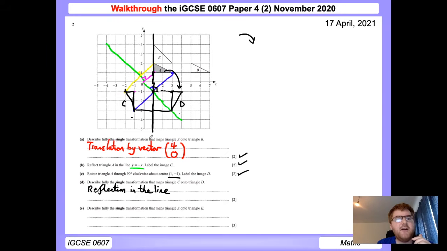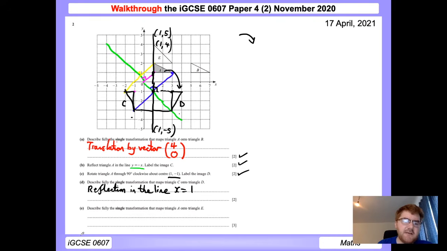Now let's think about how we identify this line. Well, if we take all the coordinates on this line, this is (1, 5), this is (1, 4). If I go down to the bottom, this is (1, -5), etc. What do all these coordinates have in common? They all have x equals 1 in common. That gives me the name of this line, x equals 1. 1 mark for reflection, 1 mark for x equals 1.